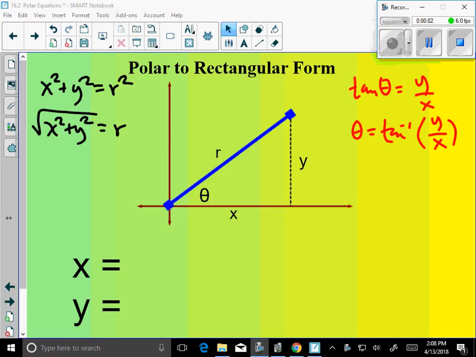All right, here we go. 16.2, polar equations. We're going to take rectangular, turn it into polar, polar, turn it into rectangular. It's going to be awesome.